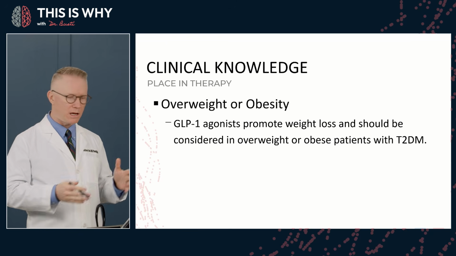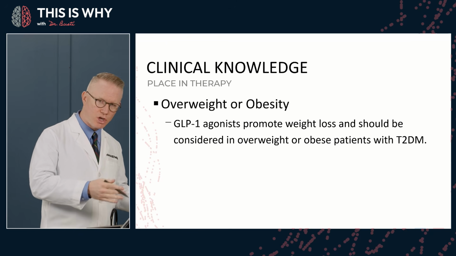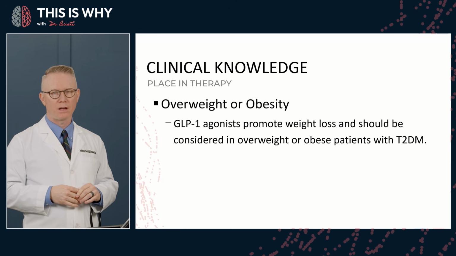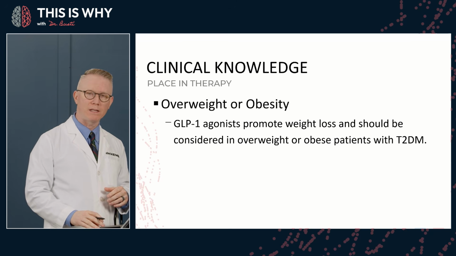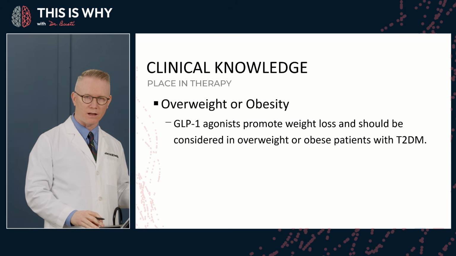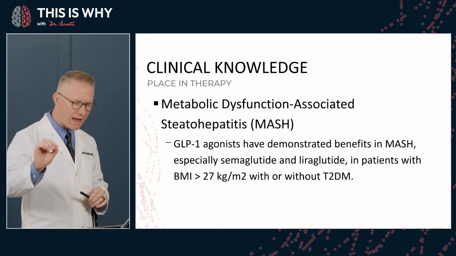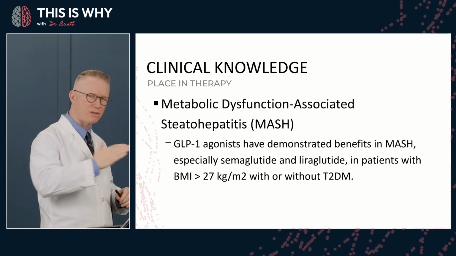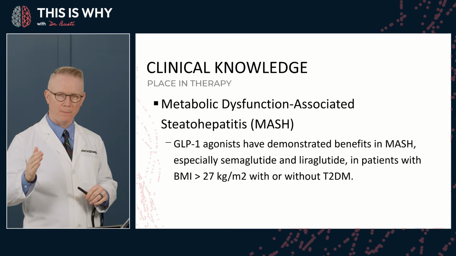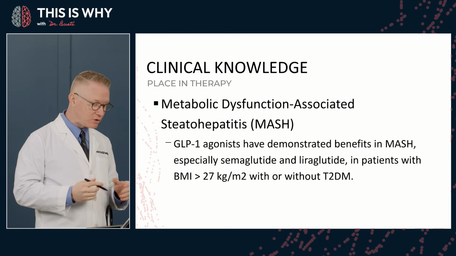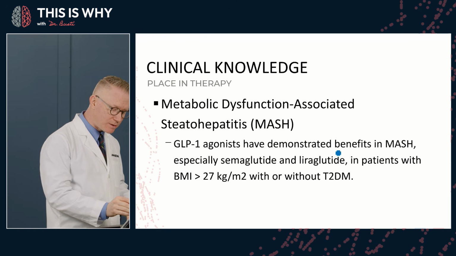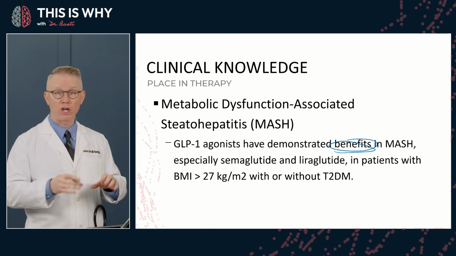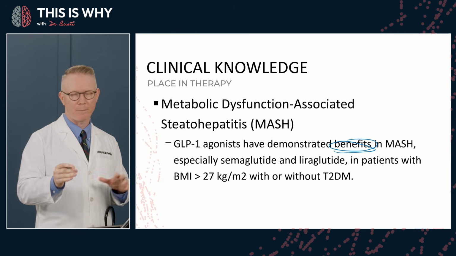Weight, overweight, and obesity. This is obviously huge. It's had a profound impact on many patients' lives and improving a lot of comorbidities and their disease states as long as they continue to take it, obviously. That is probably a little caveat. And then MASH, right? This goes back to all these things that I just covered are indications, aren't they? That's the place in therapy, okay? But these drugs have demonstrated some benefits in patients with MASH. Again, metabolic dysfunction associated steatohepatitis.